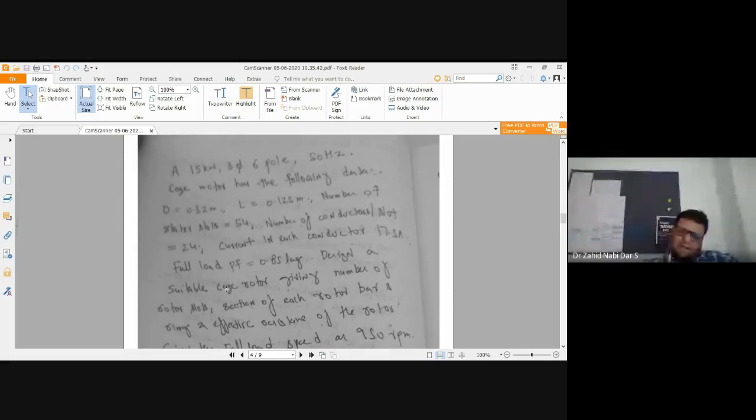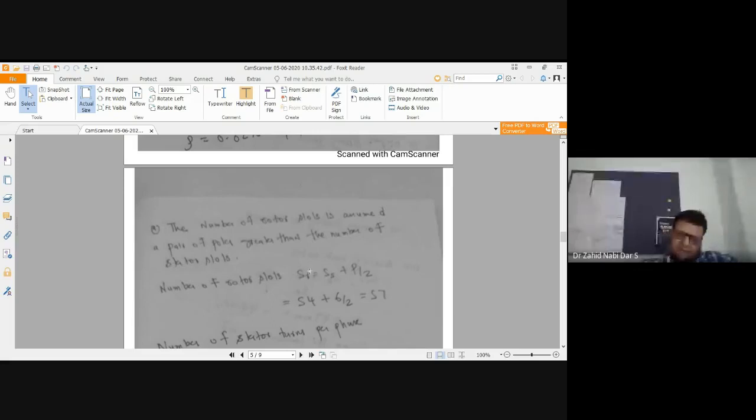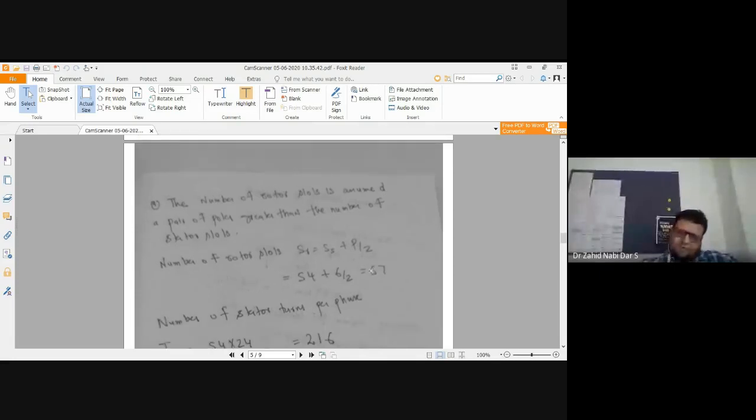So usually to select the rotor slots, it should be equal to stator slots plus the number of poles divided by 2. So the number of rotor slots is assumed a pair of poles greater than the number of stator slots. So the number of rotor slots SR is equal to SS, that is 54, plus a pair of poles. 6 poles is there, so one pair would be 3. So 54 plus 6 by 2 is 3. So this is 57. You have to assume it like that in this particular problem.